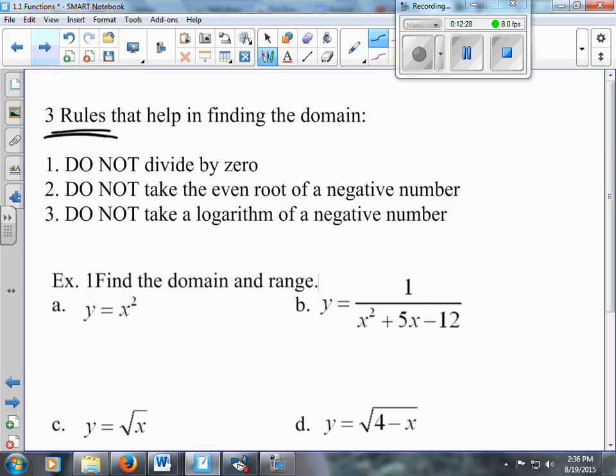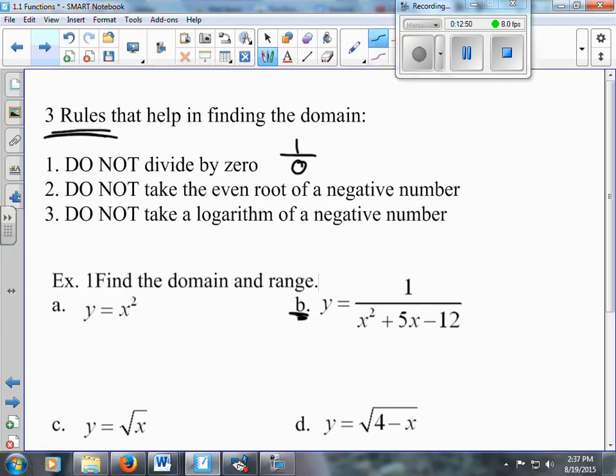3 rules. Right now you only have to know 2, the number 1 and 2. This is a big rule: you may not divide by 0. So in this question down here, you'll see that one of them, B, has a division symbol in it. And what we're going to do is set that denominator equal to 0 to see what we're not allowed to use.